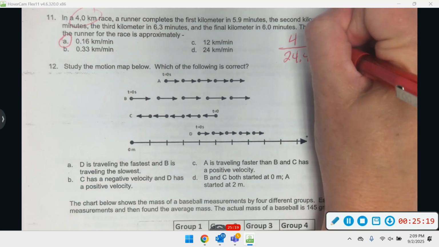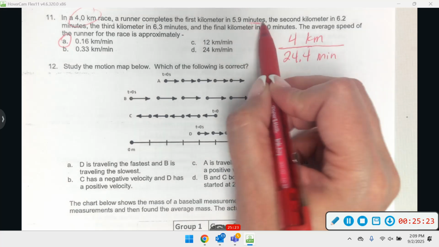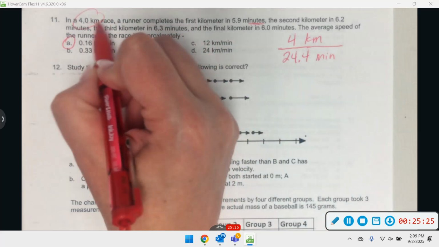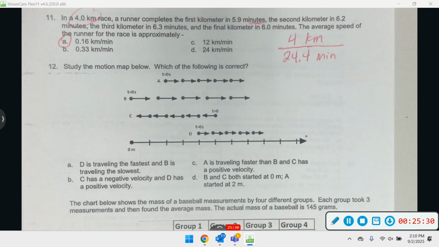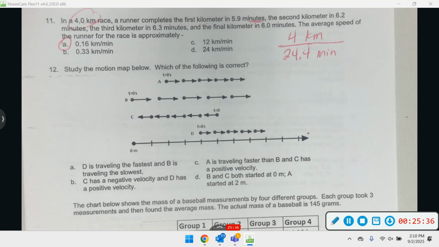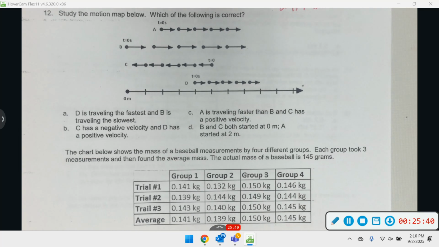And it is in kilometers per minute. Double check, but these were in minutes, and this was kilometers. Okay, so we have the right unit. And number 11 is A. Questions about number 11? All right, 87% of you got 11 right, and number 12, same thing, 87%. So it doesn't look like there's going to be a lot of questions here, but let's look at it.